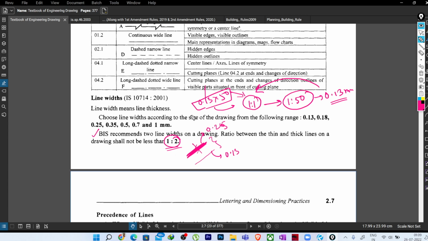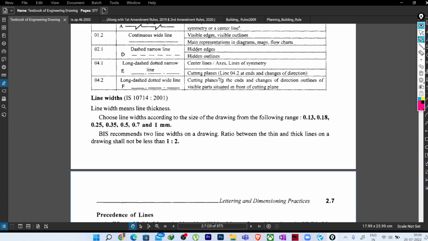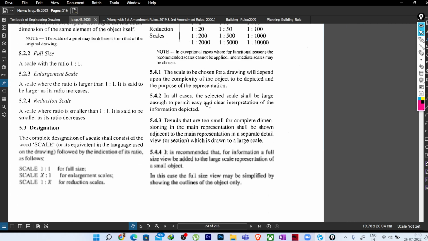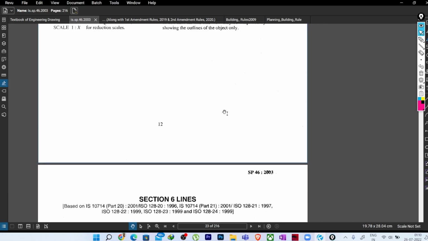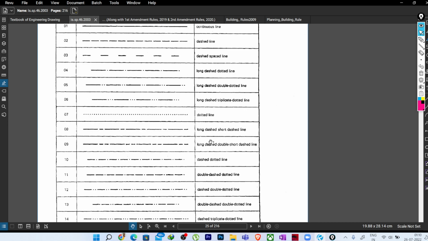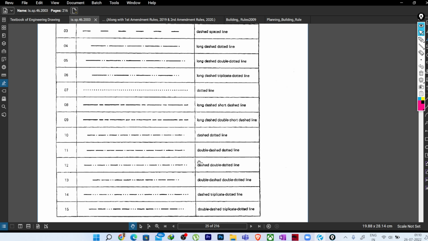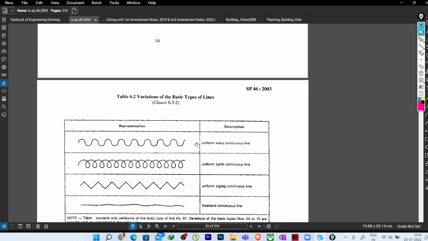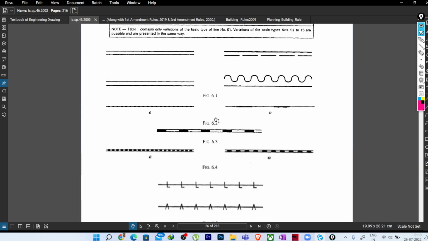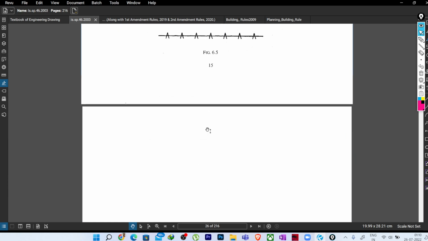Okay, so then we have different types of lines here and their uses. If I jump into SP46 again, here also you will find different types of lines. We have continuous lines, dashed lines, dash space lines. These terms are very much required, and this is given in AutoCAD also in a similar way. That's why I'm recommending you read this SP46, so that you can have a clear idea about the line thickness, the line types, and their uses.